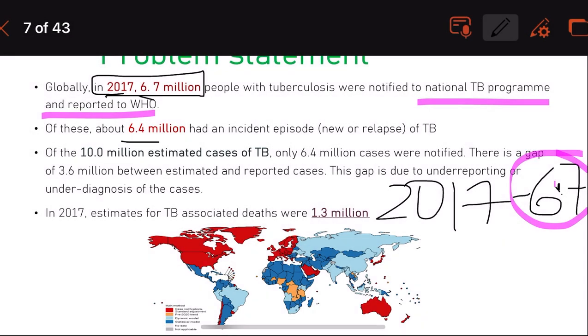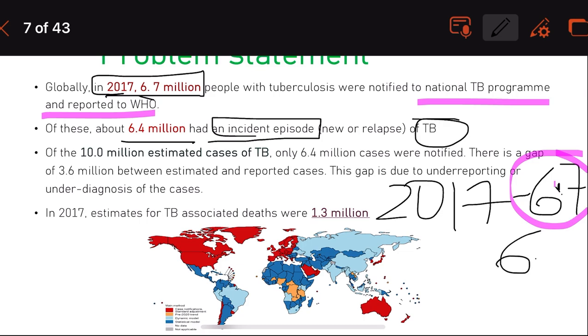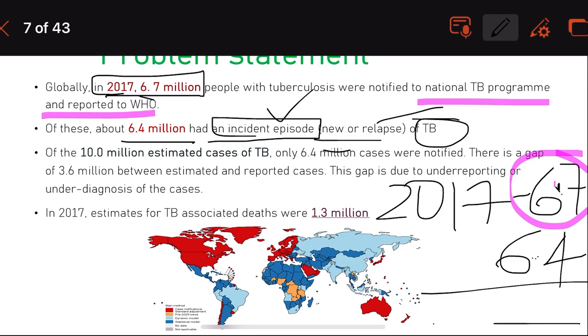Of these, 6.4 million had incident episodes of TB. So out of this, 6.4 million were having incident TB. Now what is an incident episode of TB? A new case of TB or a relapse case of TB is referred to as an incident case.